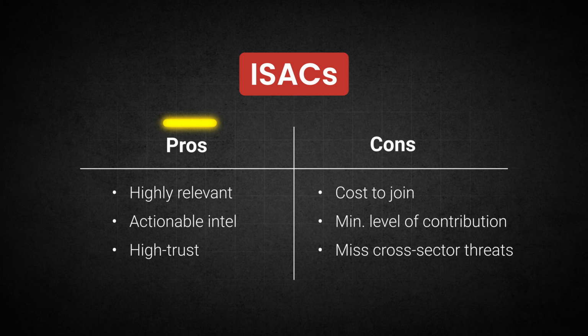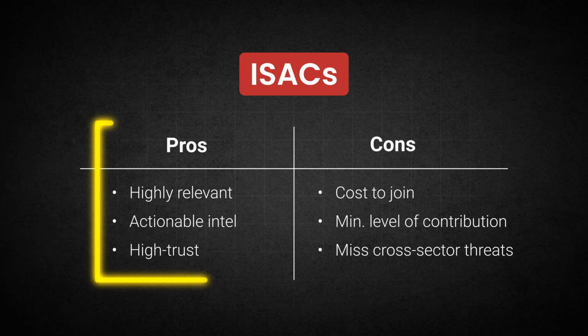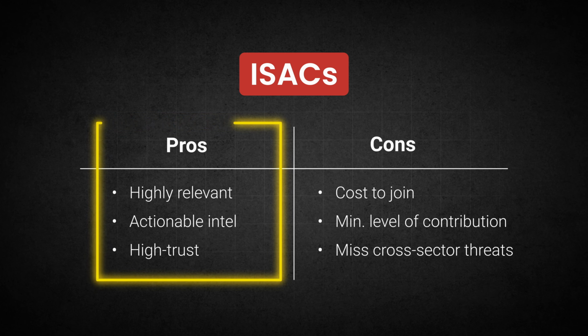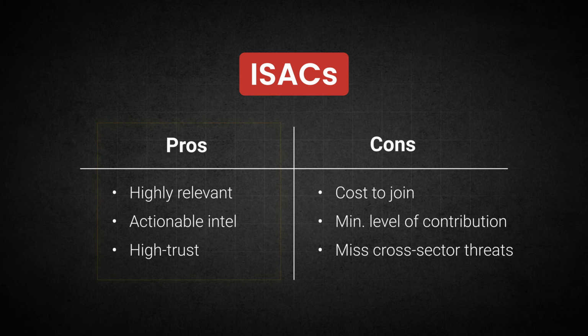So let's take a look at some pros of ISACs. The intelligence is highly relevant and actionable because it comes from peers in your industry. They create a high-trust environment governed by rules like the Traffic Light Protocol and NDAs. This encourages more open sharing. Plus, you get access to high-quality, vetted intelligence and can benchmark your defenses against your competitors.